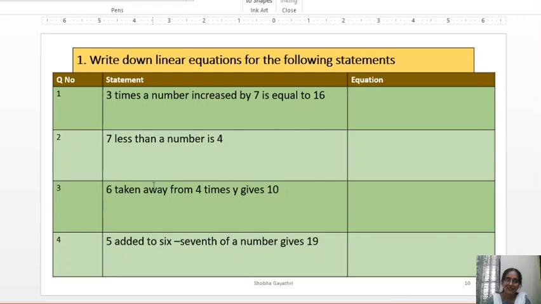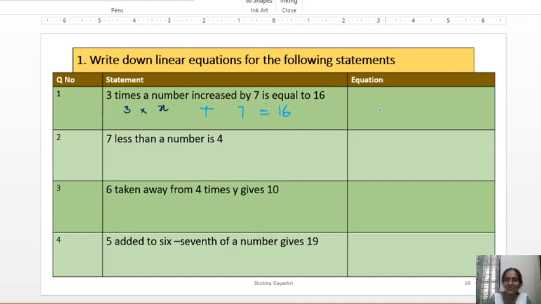Let us start with simple word statements. Let us write equations for these statements. 3 times a number increased by 7 is equal to 16. What do you mean by a number? We don't know the number, so assign x for this. So 3 times means 3 into x. Increased means plus. Increased by how much? It is 7. Is is translated to the equal sign, equals to 16.